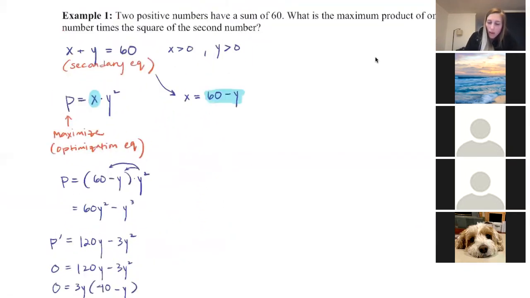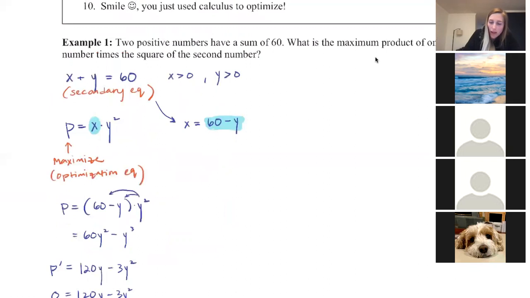But remember up here when we stated our constraints, Y has to be greater than 0. So our optimization equation that we used, Y still has to be greater than 0.